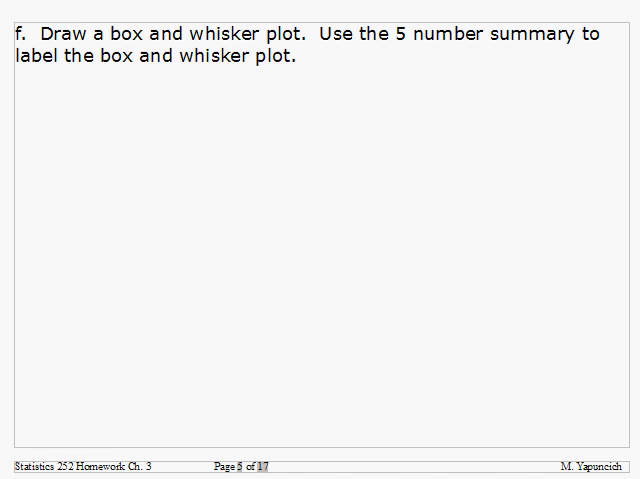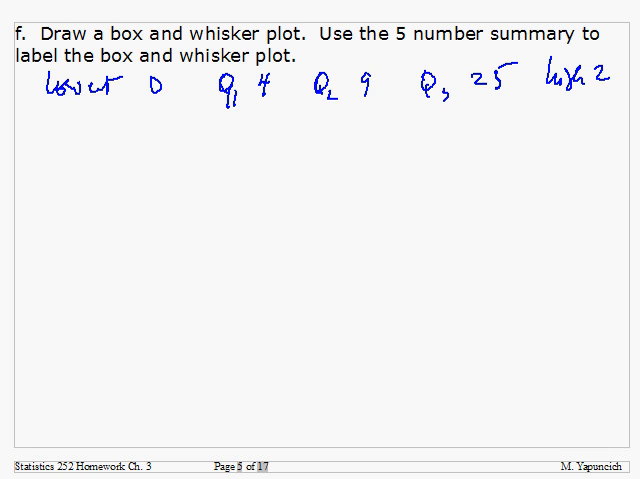I'm going to write those numbers here again, and I have to do a box and whisker plot. So the lowest was 0. Q1 was 4. Q2 9. Q3 is 25, and the highest number was 27. Now there's different ways to do these box and whisker plots. So when you see something in a publication or in a book somewhere, and you see a box and whisker plot, look at how they did it. The way I'm going to have you do it here is the way that is described in the book.